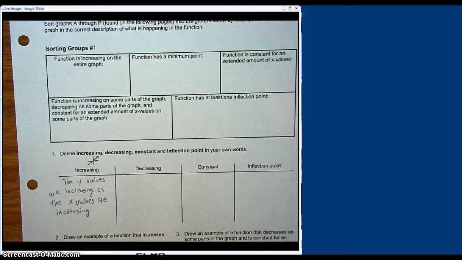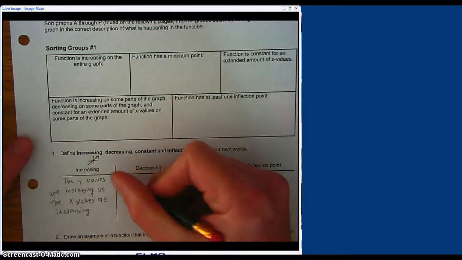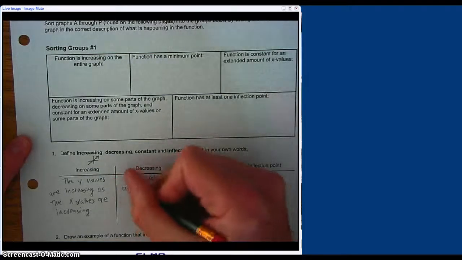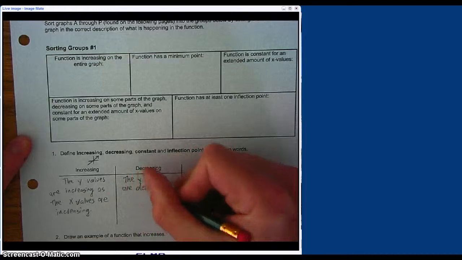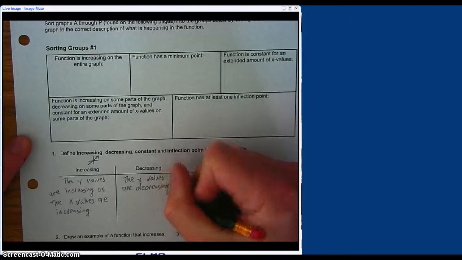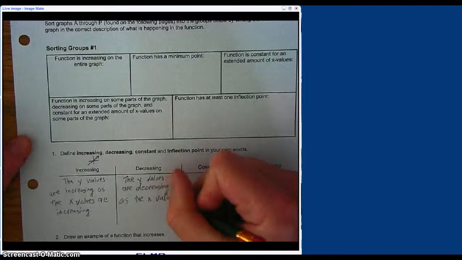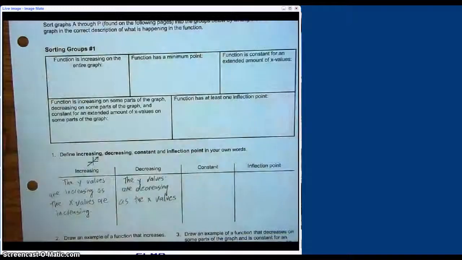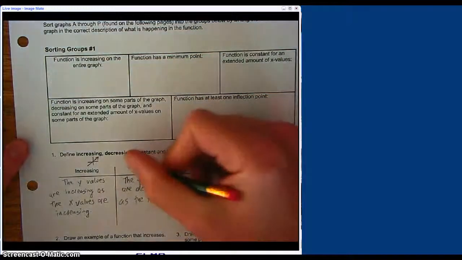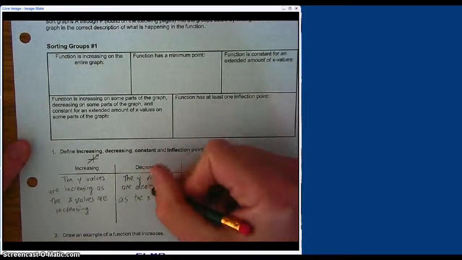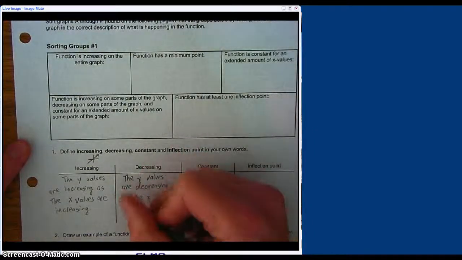Well, obviously decreasing is the opposite of that. The values of y are going to do what? The y values will decrease, of course. Decreasing as the x values. Now don't say decrease though. Think about this. As you go from left to right, aren't the x values getting bigger? So the y values are decreasing as the x values are increasing.